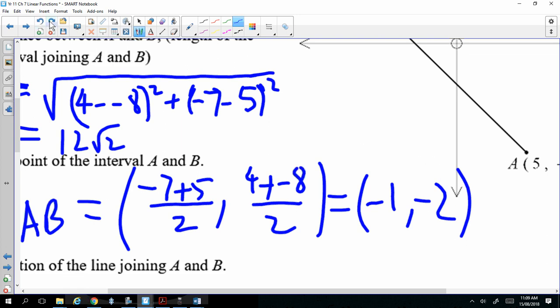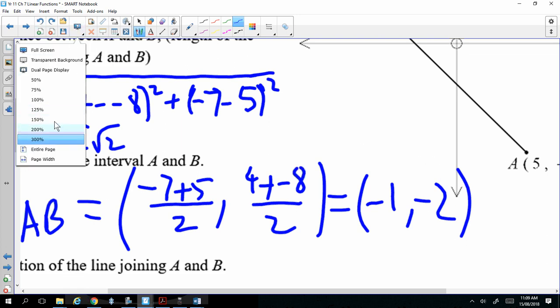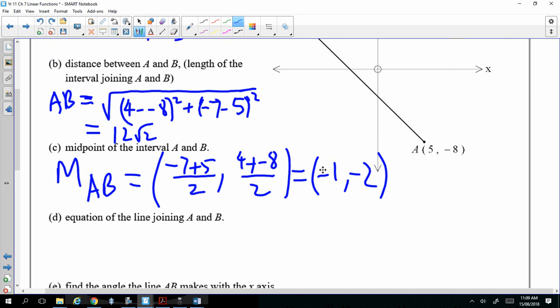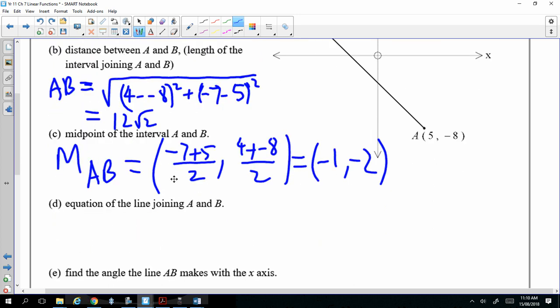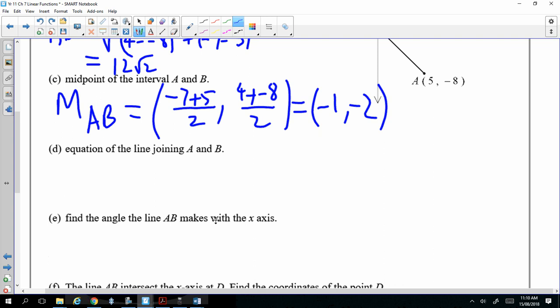Right, let's find the equation. What's the equation of AB? How do I find the equation? So you can do so many things with two points. You can find the distance, you can find the midpoint, find the gradient, you can also find the equation, and then you can find the angle. You can do so many things with two points. Very cool, isn't it? Okay, let's do it. Find the equation of AB. What method do we use?